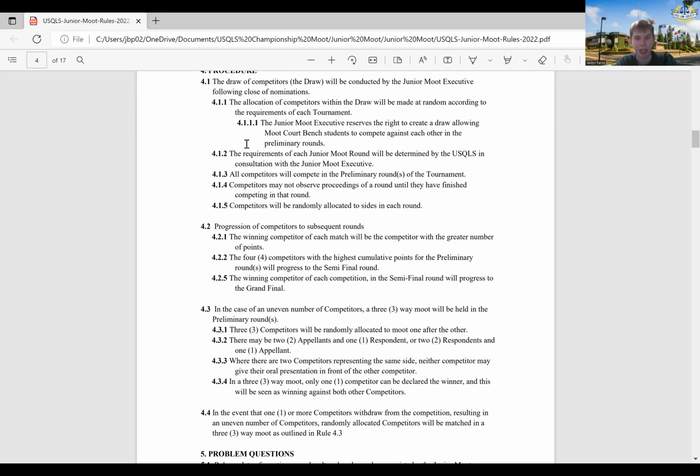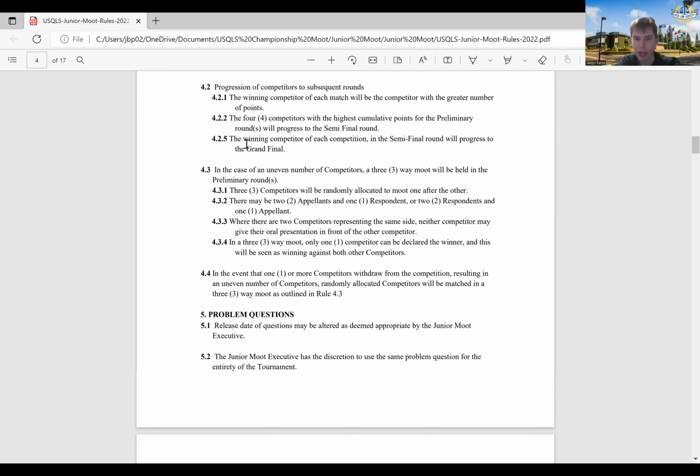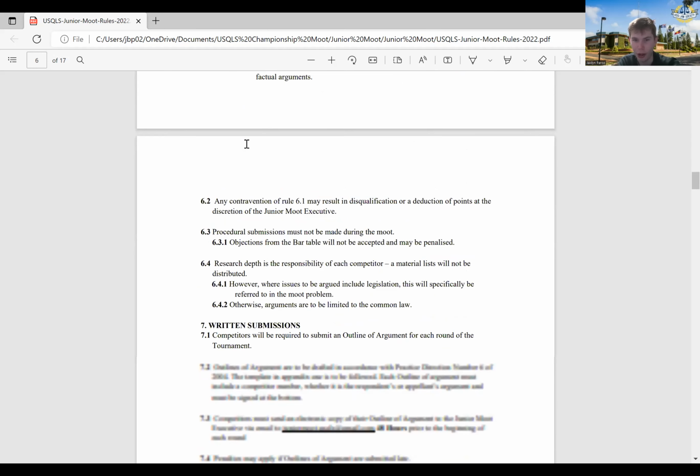If we just end up running a grand final, it'll be the highest 2, and they'll be against each other. And how we'll determine who has what side will be through a coin toss. And it also sets out what a 3-way moot is as well there. But how we do the scoring, I'll bring that up.